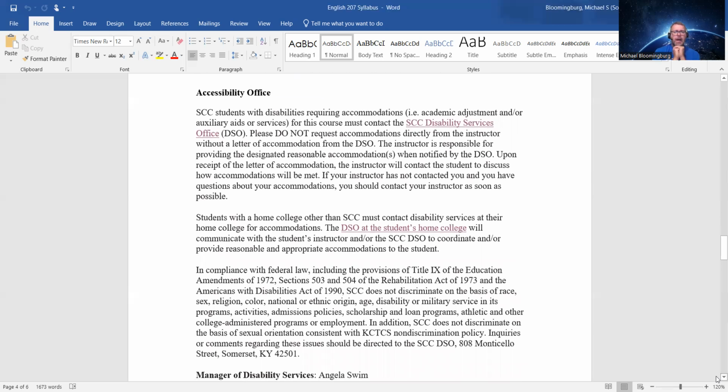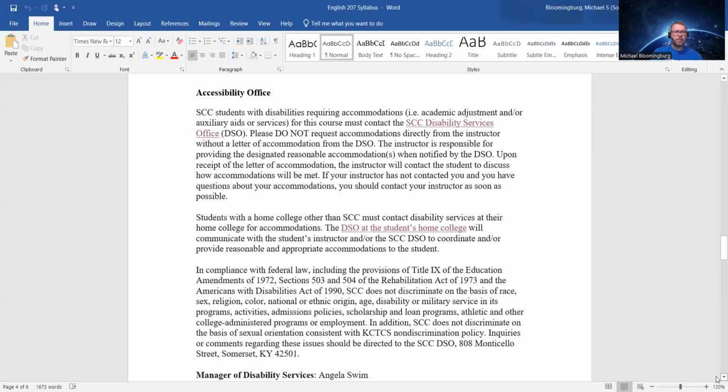Accessibility Office, I am required to read to you the statement, so I'm going to take the opportunity to do so. SEC students with disabilities who require accommodations for English 207 must contact the SEC Disability Service Office. There is a link in the syllabus for that, so check that out. And that is the responsibility of the student, and at which point, if I am notified, I will work with you to meet your appropriate accommodations.